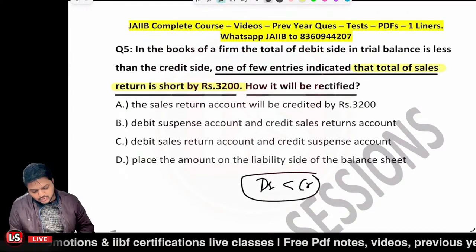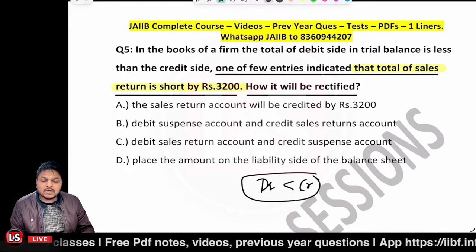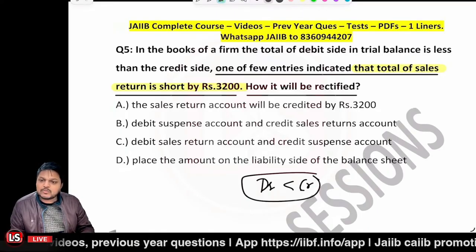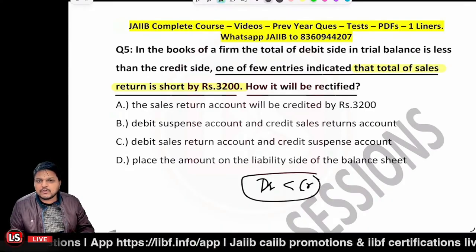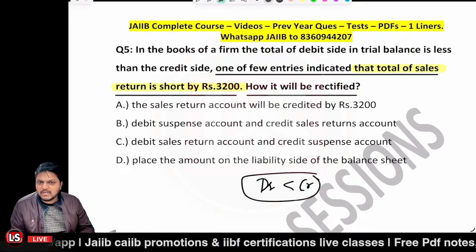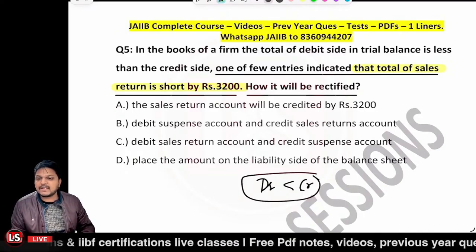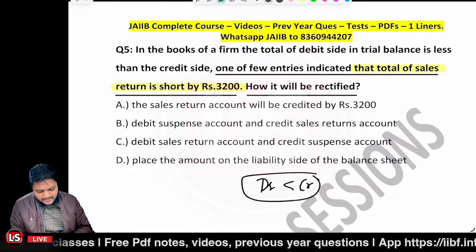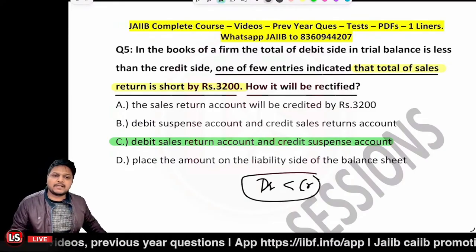So let's have a look at the options. Sales return account will be credited by 3,200? No, it is not to be credited because it is short and we know that it's an expense, so it is to be debited. Just look at the concept. If it is short and you have to increase an expense account, you have to debit. If it was an income, like the sales account, then you must have credited. So why did we debit it? Because it's an expense account. So we are going to debit the sales return account and we'll be crediting the suspense account. Is it clear?